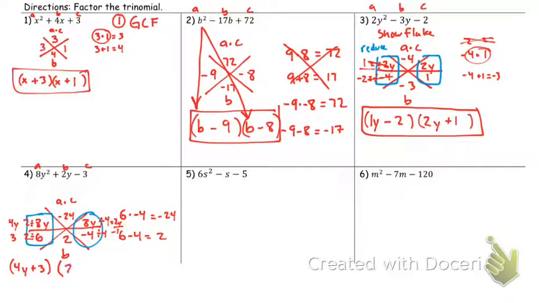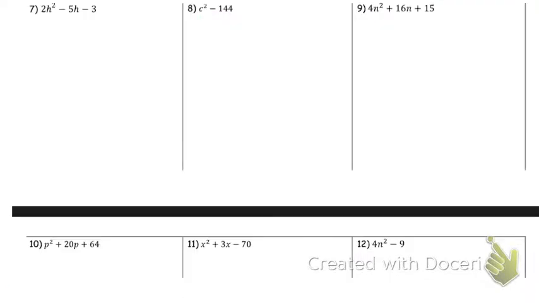So it's 2y minus 1. And we are done factoring. Okay, I'll let you try the other problems out. Let's shoot over to the next section.